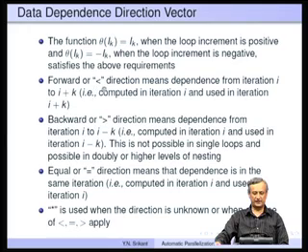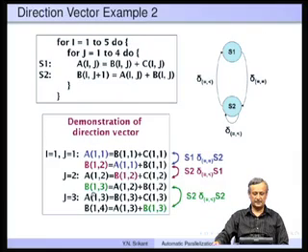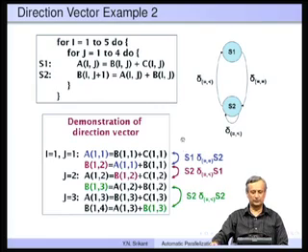There are 3 types of direction vectors possible: less than, greater than and equal to. Less than means that the dependency is from the iteration I to I plus k. Greater than means that the dependency is from iteration I to I minus k. That means this is not possible in single loops. Equal to means that the dependency is in the same iteration, computed in iteration I and used in iteration I itself. So here is a very simple example to help you recapitulate what we have done.